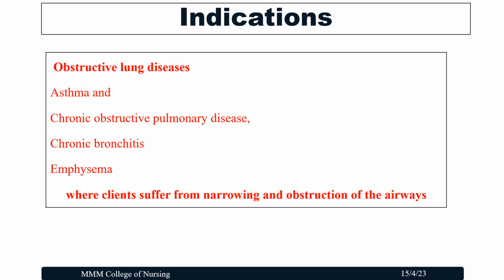What are the indications of using bronchodilators? Bronchodilators can be used in obstructive lung diseases. The obstructive lung diseases include asthma and chronic obstructive pulmonary disease, otherwise known as COPD, or chronic bronchitis or emphysema, in which the clients suffer from narrowing and obstruction of the airways.